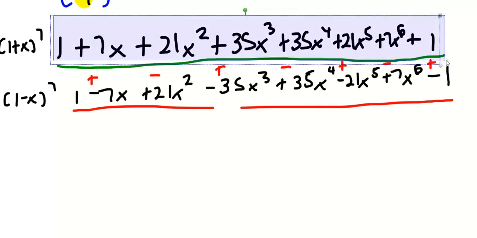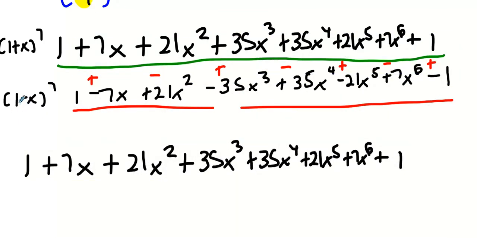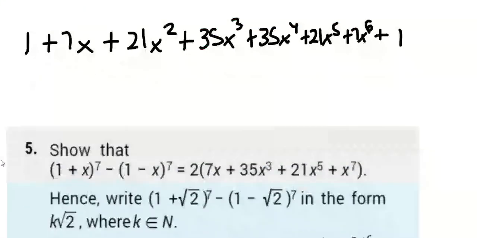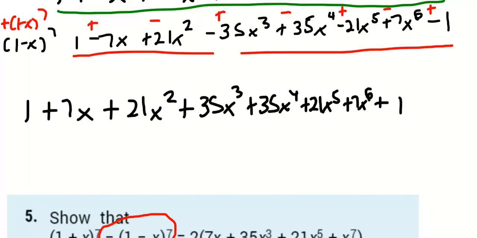I'm grabbing this here. I'm bringing it down here. I'm grabbing, see this one here? That is plus 1 minus x to the power 7. I don't want plus 1 minus x to the power 7. I want it to be minus. I'm going to change all the symbols in it right now.